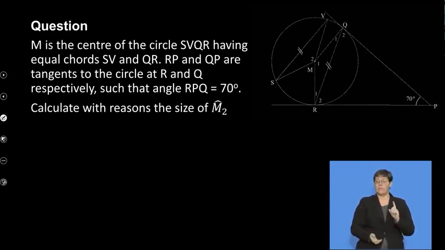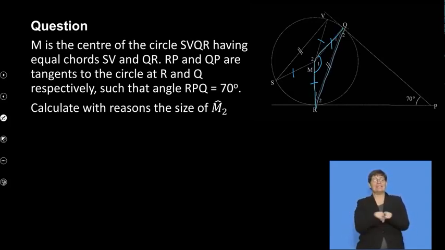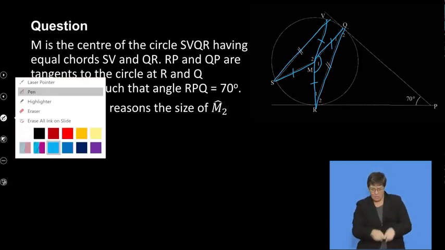Now, to find M2, firstly, we need to find what M1 is, because that's the only angle we can find. The mistake that some people make, since all of these are radii, is that they assume the isosceles triangle QMR is the same as the isosceles triangle VSM, which is not the case. Yes, they have equal sides, but they are not necessarily the same thing. You can't use them across in that way, right?